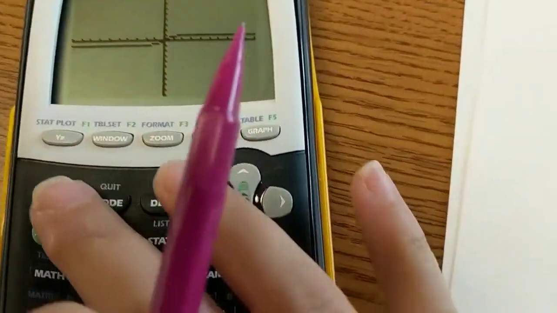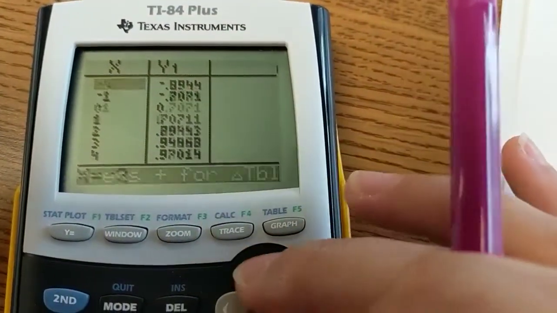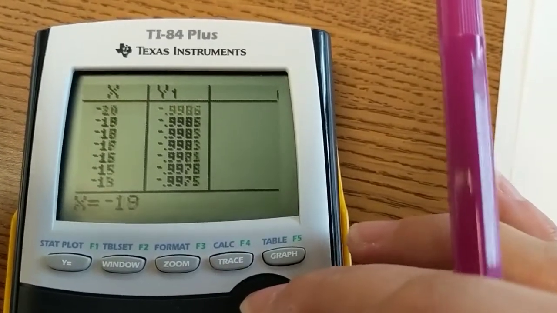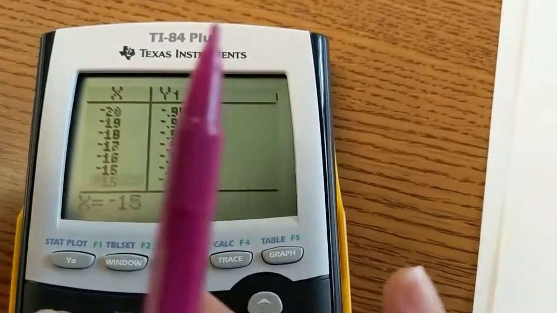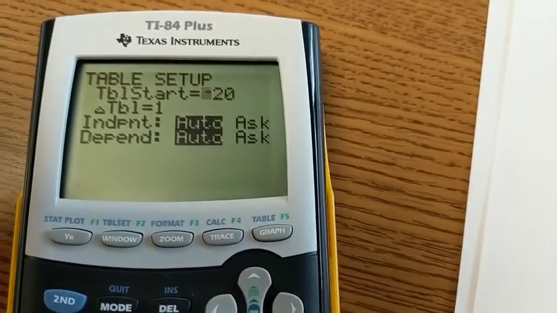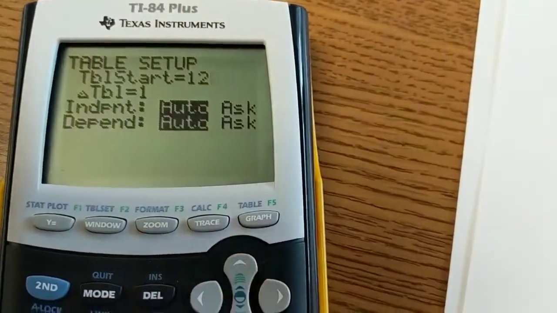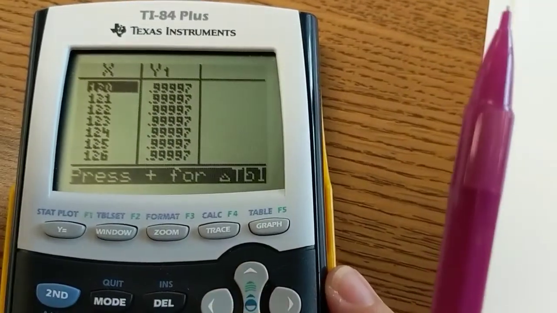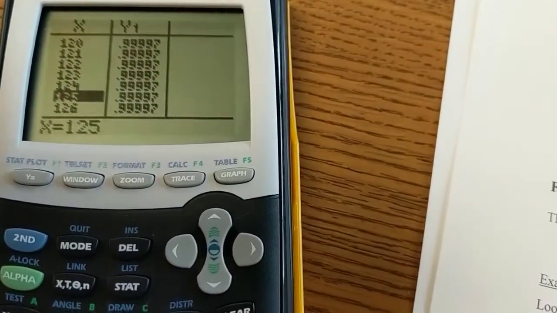So when I look at my table on my calculator, I can see as x gets negative, it's approaching -1. And if I go the opposite direction, again, I can just use my table set, and I want to start it at 12. I could even start it at 120, because that's x getting larger and larger. I can see that that side's approaching +1.